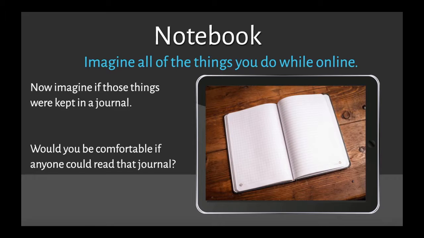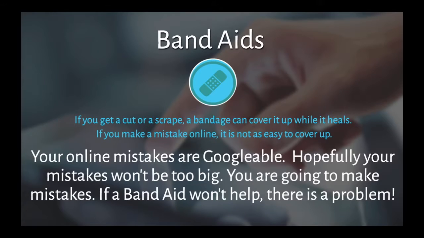A notebook. Have your students reflect on their online actions as a daily record in a journal that is open for the entire public to see. Ask them what things they would be proud of to have just about anyone see, and what things they might not want in that journal.